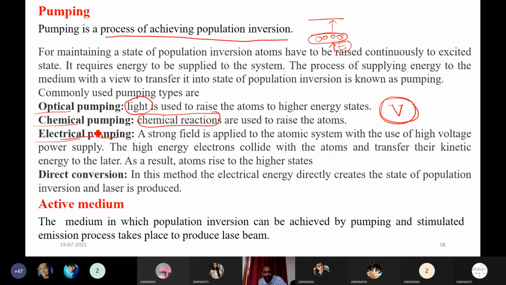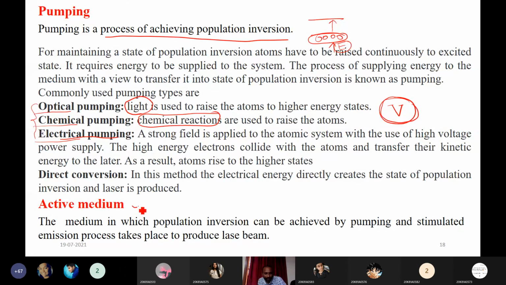And this process we will discuss while discussing lasers. For the helium-neon laser, what type of pumping are we using, for the ruby laser, what type of pumping are we using, we will discuss when we reach that topic.